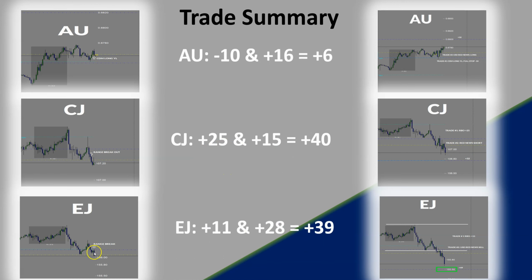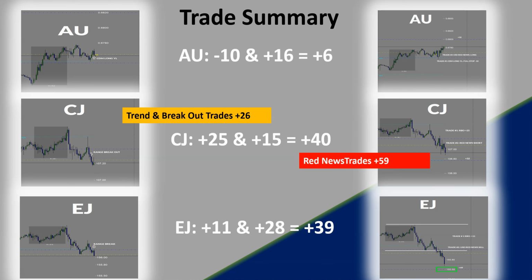And then lastly, the EJ, this was the break that was before the news. I punched out with 11. And then this one ended up over here on the right, making 28 pips. So a total of 39. So the breakout and trend trades that took place before the planning session and before the red news event ended up netting 26. And then the red news trades, these ones that I'm showing you here, ended up netting 59 pips. And that's for a total of 85 pips.